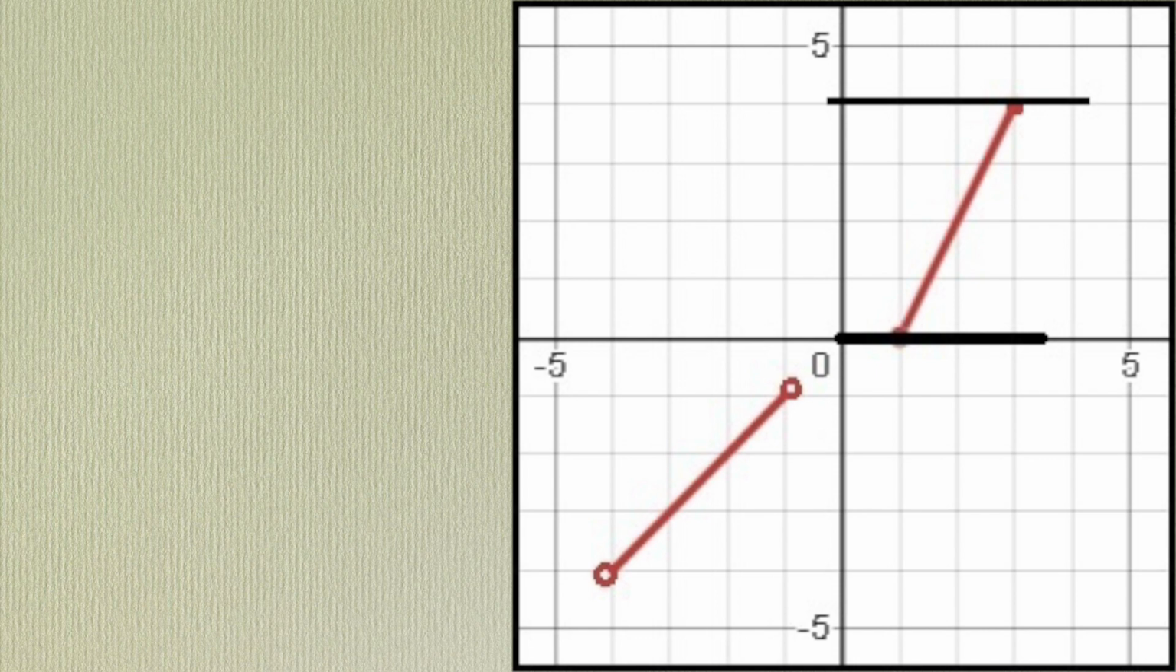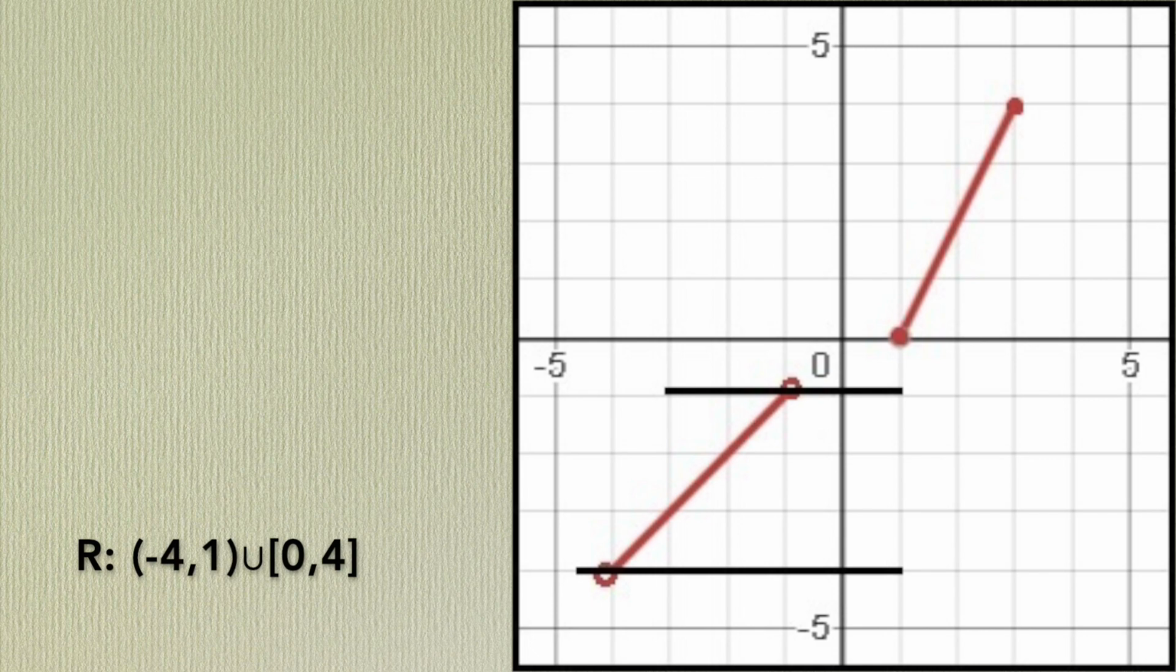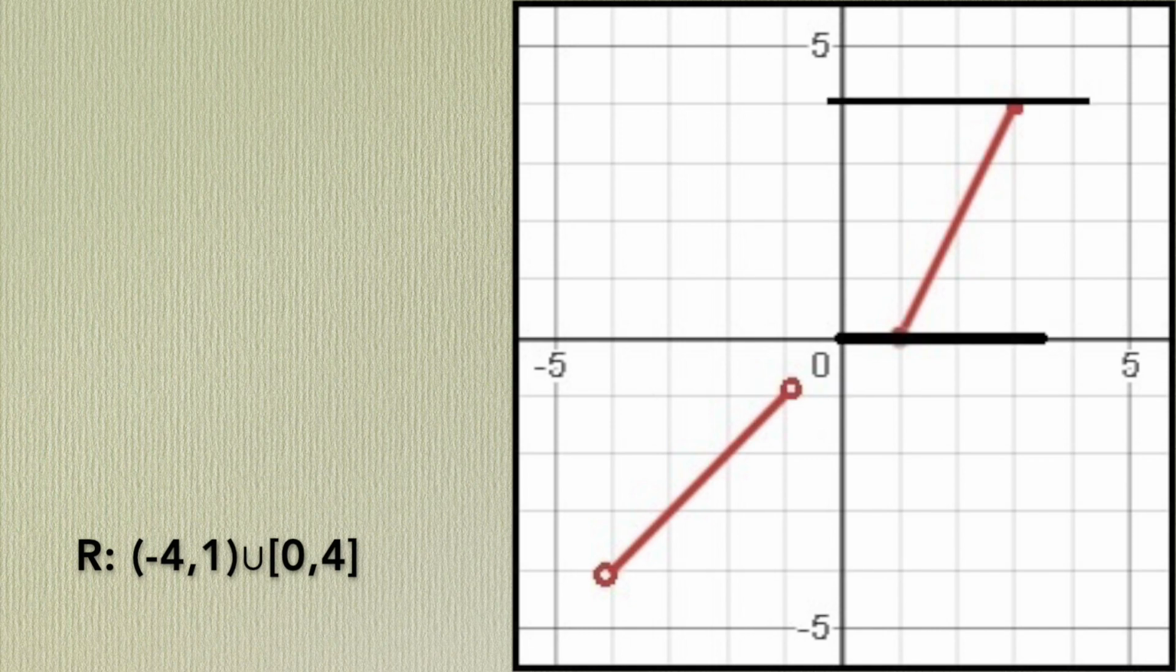So now let's determine what the range is. So the range, since we're starting at the bottom and it's an open circle at the bottom, is going to be parentheses, -4, 1, close parentheses, union. Now the second piece is starting at 0 and including 0, so it's going to be bracket 0, 4, bracket.